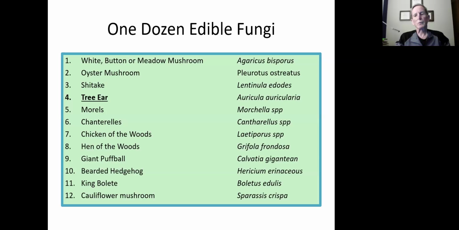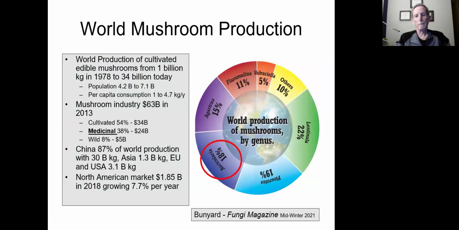You'll see tree ears number 4. And what that means is there's nothing that looks like this that is poisonous, with the possible exception of meadow mushroom, but you know that one as the white or button mushroom, which is the one we get at the supermarket. And you'll see some of the ones we've talked about. The bearded hedgehog is here, lion's mane, chicken of the woods, hen of the woods, chanterelles, morels. Most of these you've heard of.